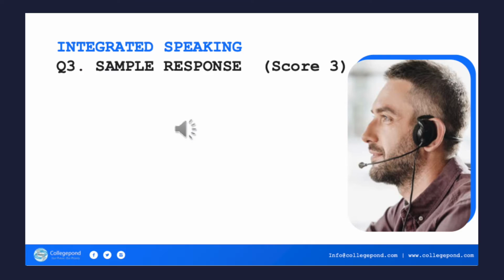Now let's look at another response. This one got a score of 3. And I hope by now you are kind of trying to understand what is the difference between a score 4 and a score 3 response. And this response will exactly tell you that. I'll discuss this after you listen to it. Please go ahead and listen.